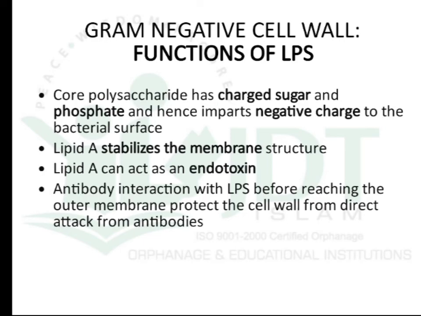Now let's see the functions of the lipopolysaccharide layer in gram-negative bacteria. The core polysaccharide has charged sugar and phosphate, hence it imparts a negative charge to the bacterial surface. Lipid A stabilizes the membrane structure, and lipid A can also act as an endotoxin. Antibody interaction with the lipopolysaccharide before reaching the outer membrane protects the cell from direct attack by antibodies. So these are the functions of the lipopolysaccharide layer of the gram-negative cell wall.